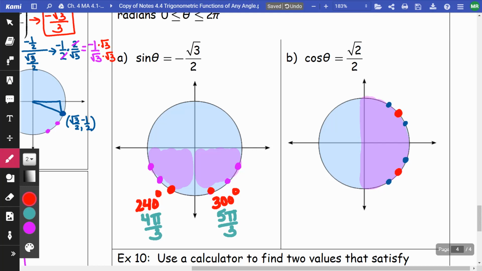Now, in terms of angle degrees, this is going to be 45 degrees. This one's going to be short of 360. This is going to be 315 degrees. When I'm dealing with my radians, this is going to be pi over 4. This is going to be 7 pi over 4. So those are my two answers in degrees and my two answers in radians.